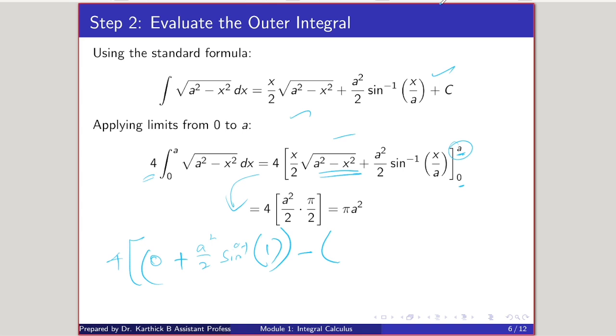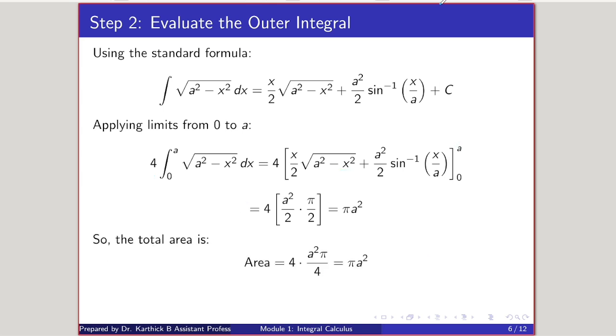If I substitute x as 0, this term becomes 0, plus here a square by 2 sine inverse of 0 by a. So it will be sine inverse of 0. Sine inverse of 0 becomes 0. So finally I am getting the value a square by 2. Sine inverse of 1 will be 90 degrees, so it will be pi by 2. So therefore we get the step, and finally I am getting the answer pi a square. So the area of the circle will be pi a square.